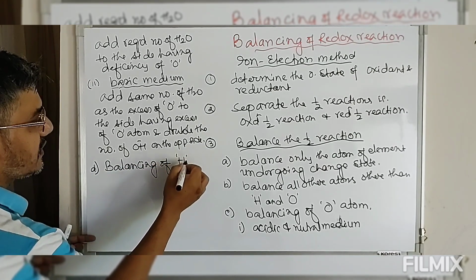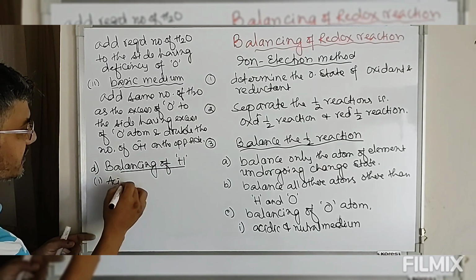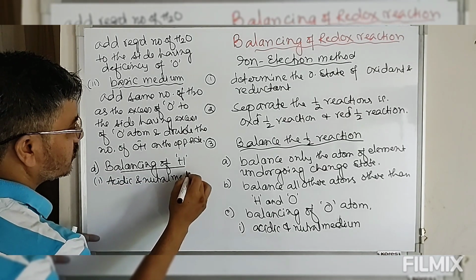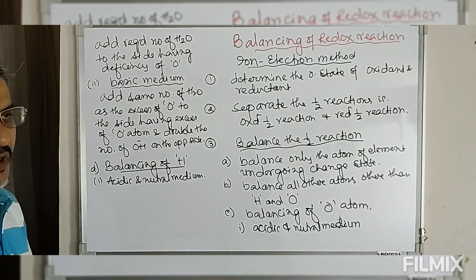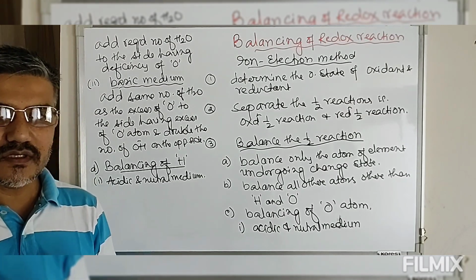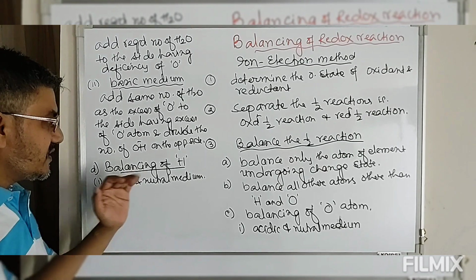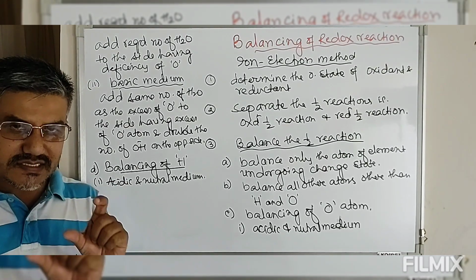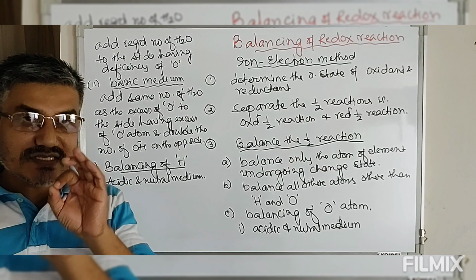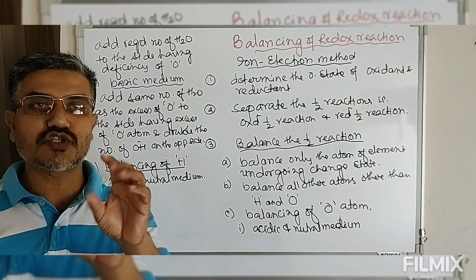Balancing of hydrogen atom. Now again we'll follow acidic and neutral medium. Now we have to balance hydrogen in acidic and neutral medium. For balancing of hydrogen in acidic medium, we'll just compare the number of hydrogen on left side and right side. Now to the side having deficiency of hydrogen, we will simply add H plus.